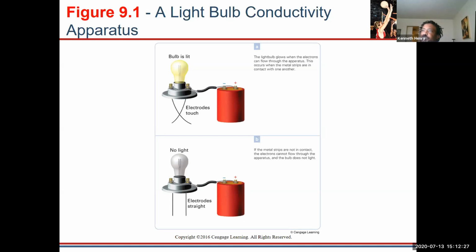So one of the classic ways of determining whether things are able to conduct electricity is to set up an experiment like this, where you have a light bulb. As you can see, if the electrodes are touching each other, like metal touching metal, the electricity is able to flow through, and you will get a light. It will glow. If the electrodes are not touching each other, electricity won't flow through. So if there's a solution that's able to conduct electricity, then it'll act similar to these electrodes touching each other. So then the electrons are able to flow through to complete the circuit.